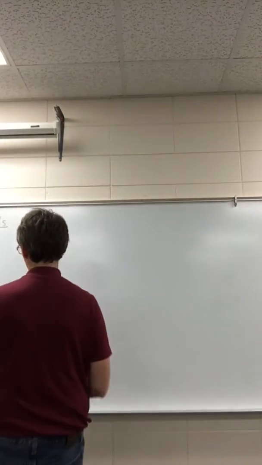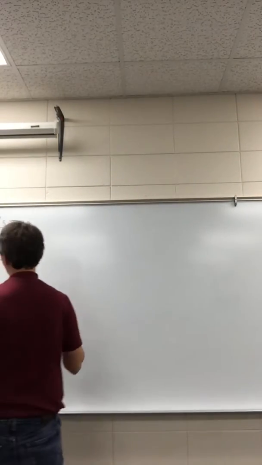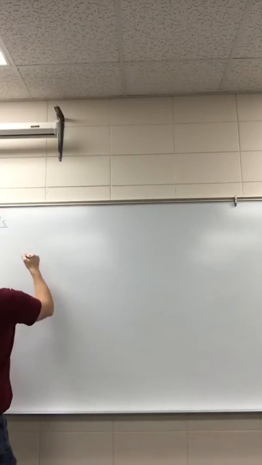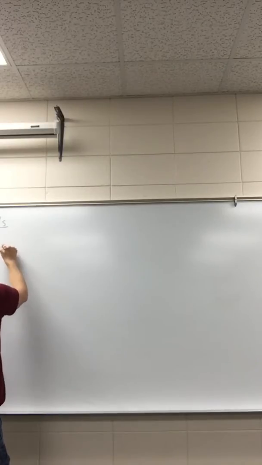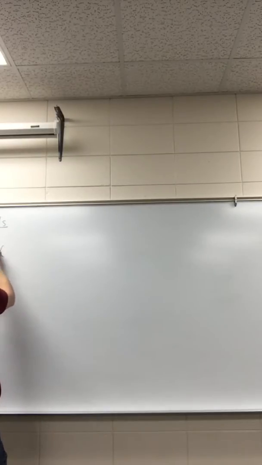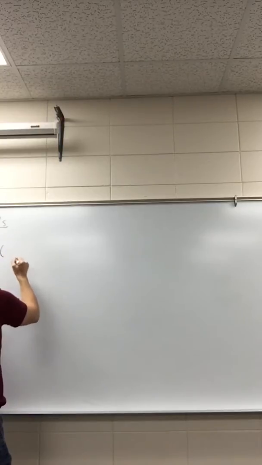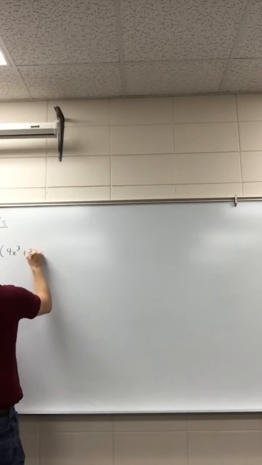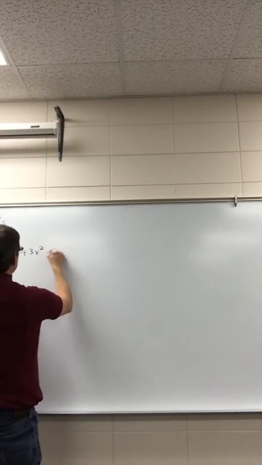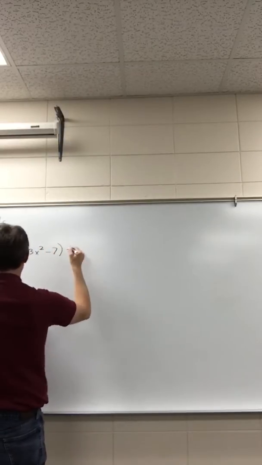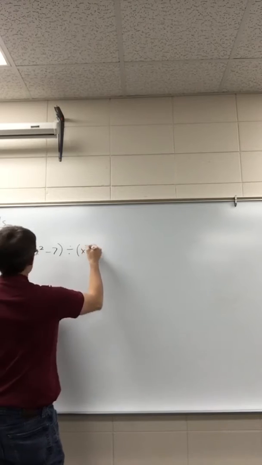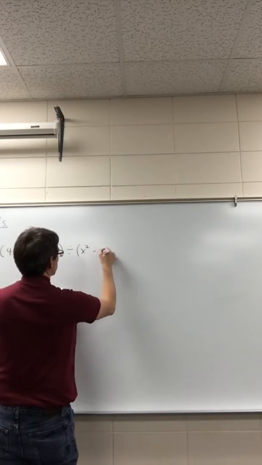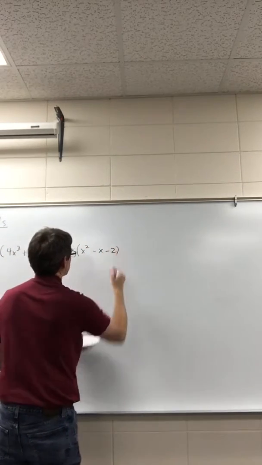Okay, we're still doing long division. We're going to look at one more example of this. So this time we're going to have, for example, 4x cubed plus 3x squared minus 7, and we're going to divide that by x squared minus x minus 2.